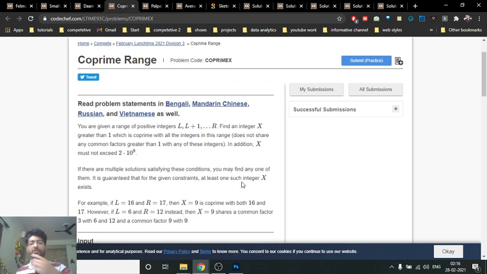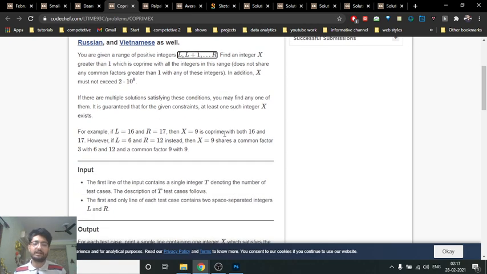The third problem is, you are given some L to R range, and you just have to find out a number which is co-prime with all of the numbers within this range. I hope you get the point. So as you can see, if you have, let's assume, numbers from 2 till 10, you have to find out a number which is co-prime with all the numbers between 2 and 10. Okay, so co-prime means that they do not share a common factor. So if you take 2 and the other number, both of them are co-prime, they do not share a common factor.